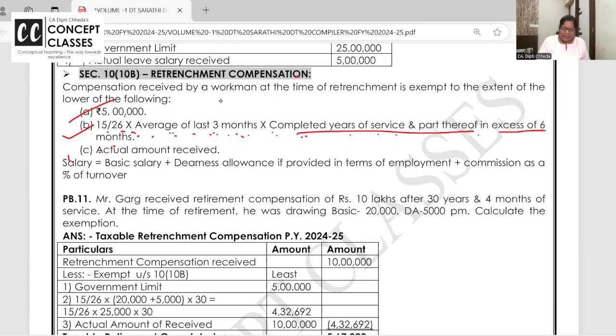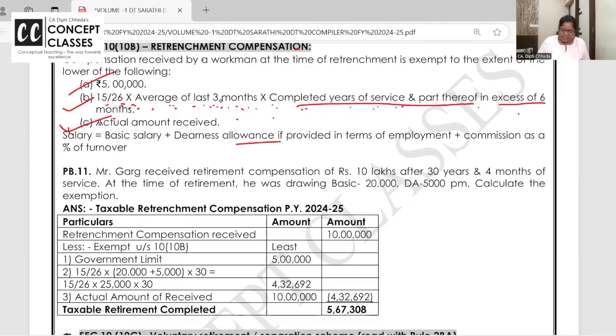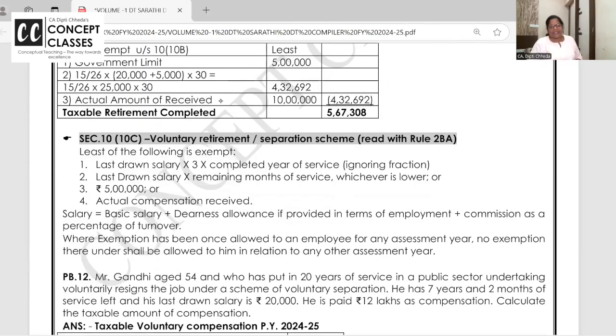Okay, retrenchment compensation is 5 lakh, 15 by 26, average of the last 3 months into completed years or part thereof, and actual amount received. Definition of salary is same, basic, DA, commission. VRS. Employer gets 1/5 deduction for the VRS paid. This is from the point of view of employee. VRS means his age is 60 to be retired, 58 only he is voluntarily going out. So last salary drawn into 3 into completed years.